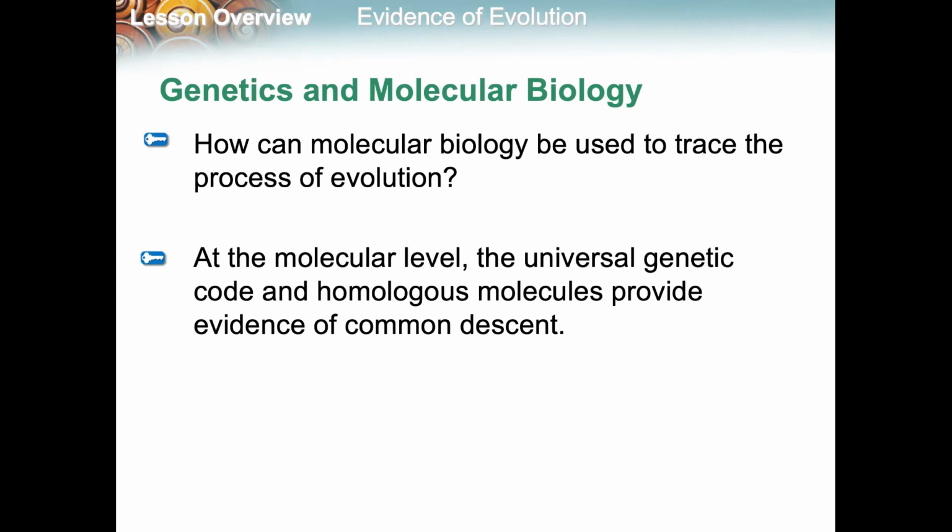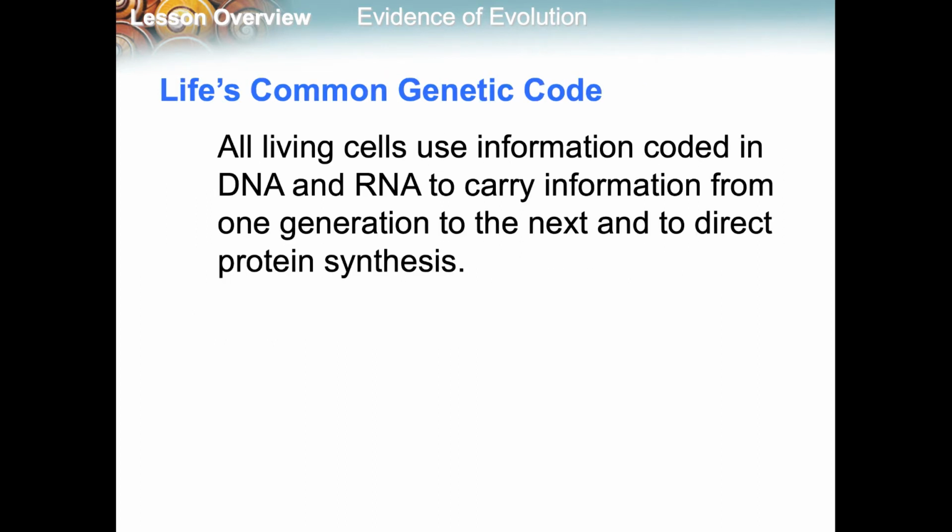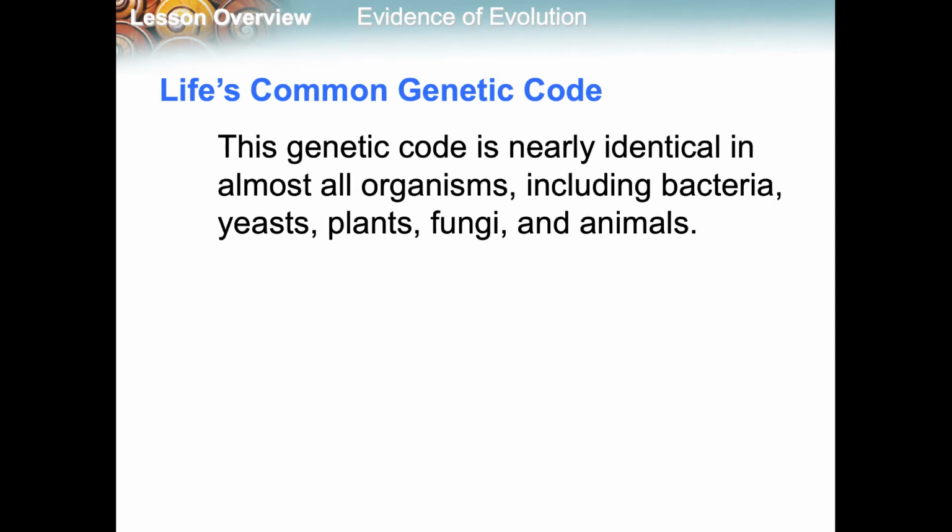So, how can molecular biology be used to trace this process of evolution? This is talking now more about our DNA. At the molecular level, the universal genetic code and homologous molecules provide evidence of this. All living cells, we know this from sixth grade, seventh grade, all use information coded in our DNA and RNA. We all have information about us in that, and it gets passed on to each generation.